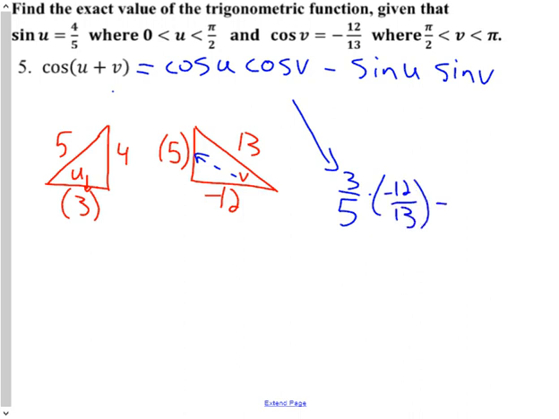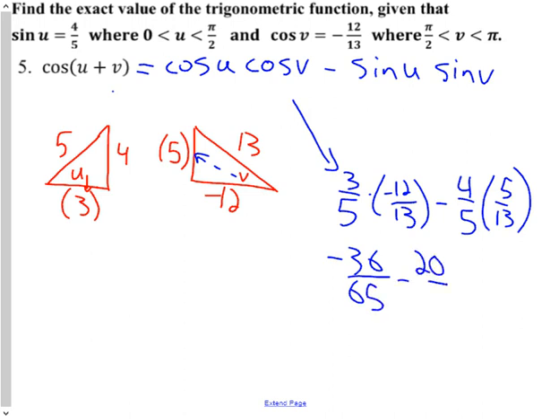Minus sine of u is 4/5, given to us. Sine of v is 5/13. Multiplying, negative 36/65 minus 20/65 gives you negative 56/65. A little quicker when you've already got the triangles, otherwise it can be a bit of a lengthy problem.